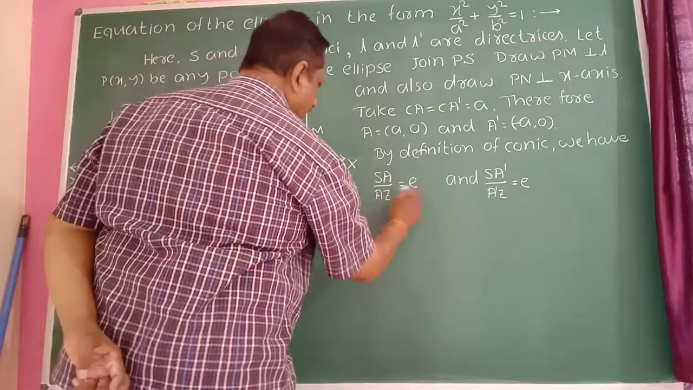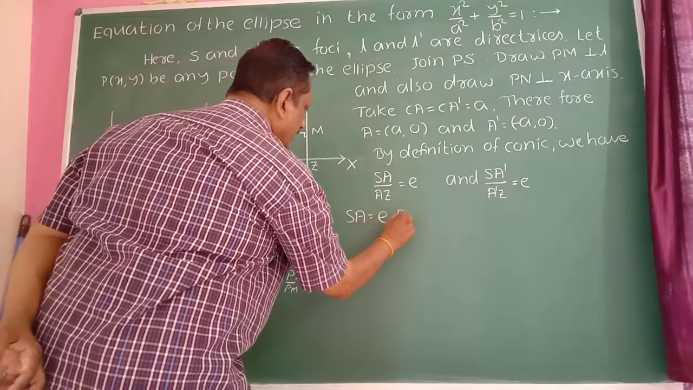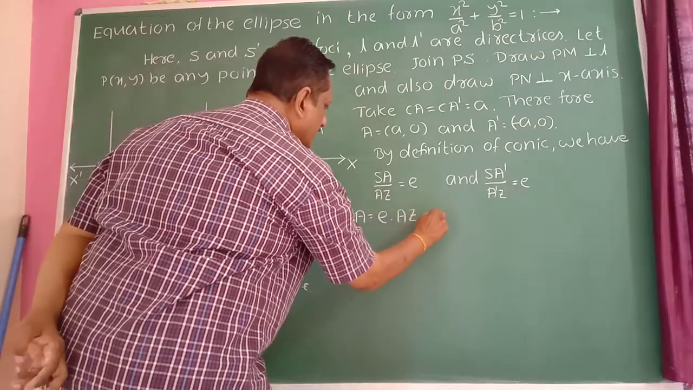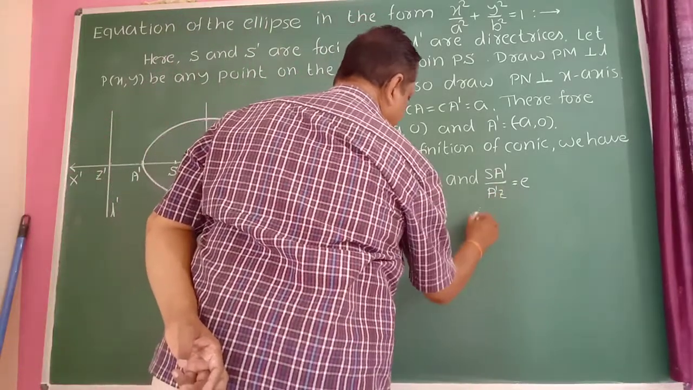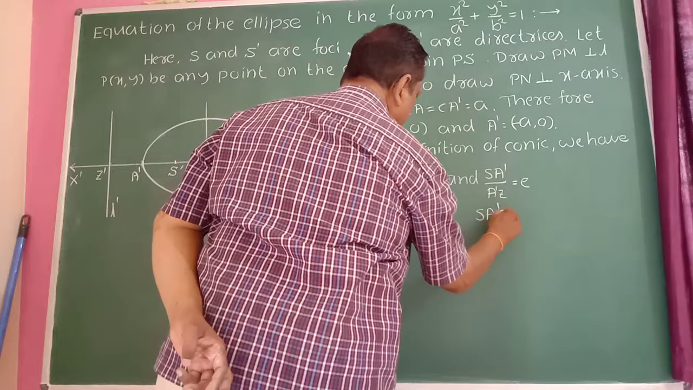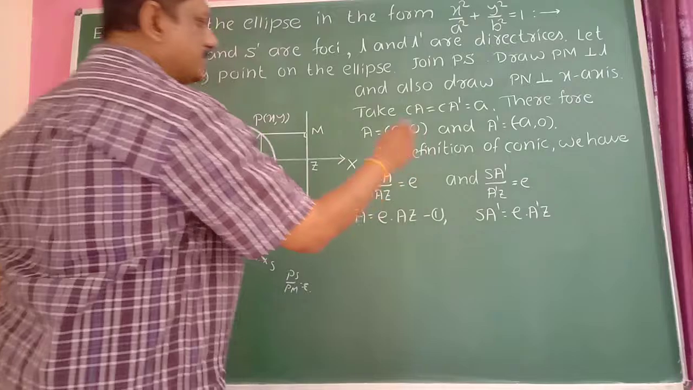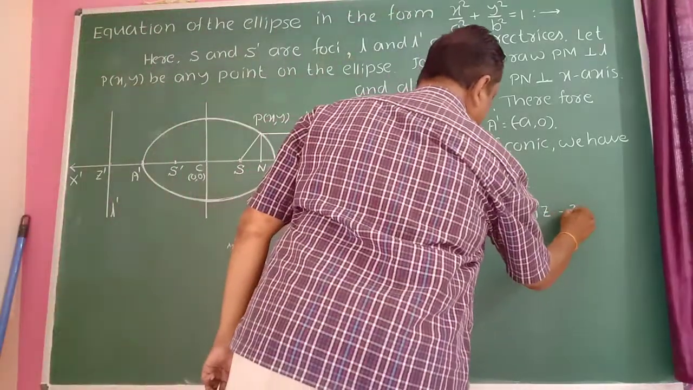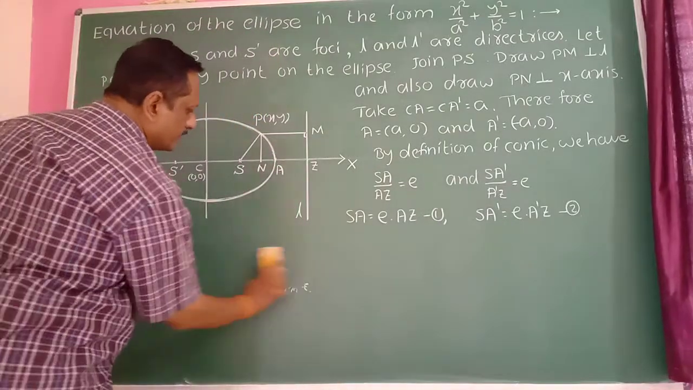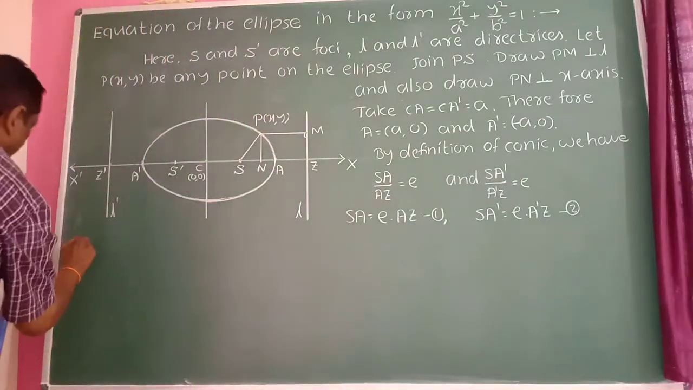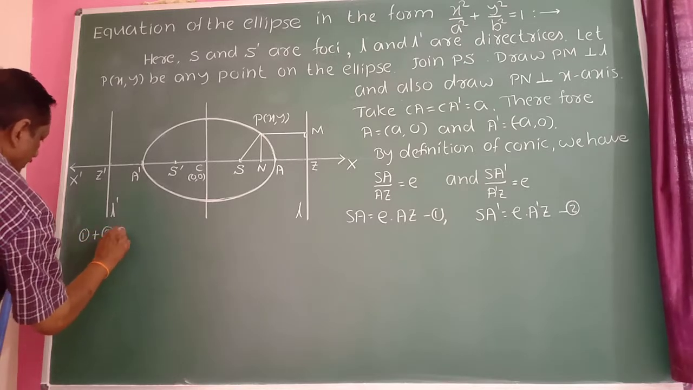Taking AZ across, SA is equal to e into AZ. Take this as equation number 1. Then for A dash Z, S A dash is equal to e into A dash Z. Cross multiply. Take this as equation number 2. Now adding equations 1 and 2.